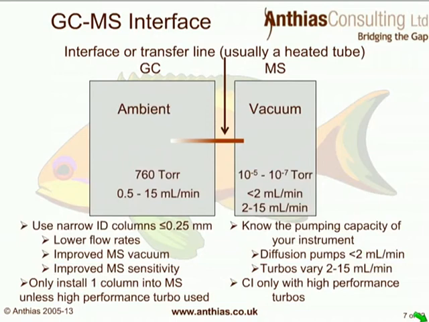Also, we don't want to be installing more than one column into the mass spec unless we're using a high-performance turbo which can cope with high flow rates. On the mass spectrometer side, we need to know the pumping capacity of our instruments. As I said, diffusion pumps very low flows, turbos depending on how big they are, much higher flows. And if we're using chemical ionization, we should be using a mass spectrometer with a high-performance turbo because the additional gas for the CI will increase the flow rates into the mass spectrometer and, of course, reduce our vacuum.